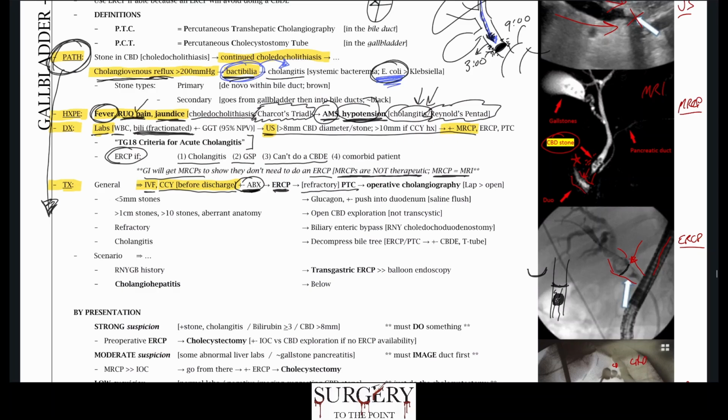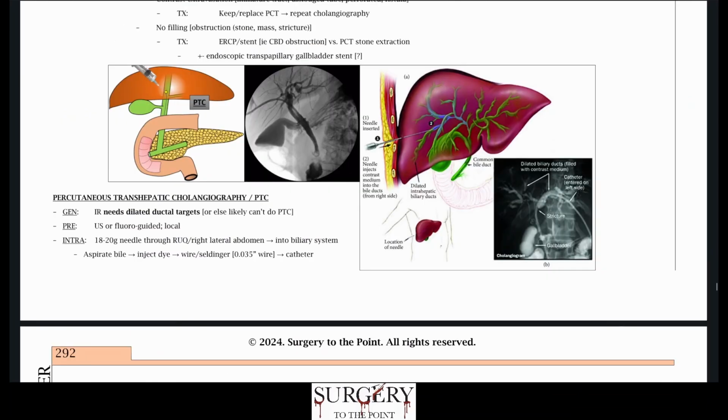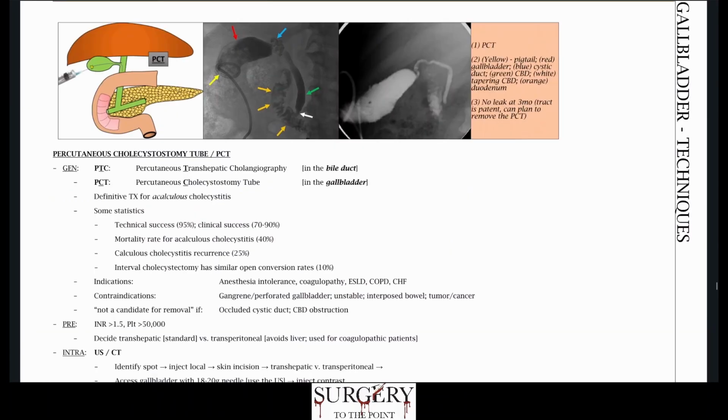Let's review what a PTC is compared to a PCT. So a PTC stands for percutaneous transhepatic cholangiography. What this means is that you are getting percutaneous access. So right here you see the needle, the IR doc is right here, and they're performing the Seldinger technique. So they're going through the skin, percutaneous. They're also going through the liver, transhepatic, and they're accessing the biliary tree, so the cholangiography. Once they've accessed the biliary tree, they can use the Seldinger technique and maybe even upsize the catheter or be able to help decompress the biliary tree. A caveat here is that usually the IR team needs to have a dilated ductal target to be able to easily access these. So what about a PCT?